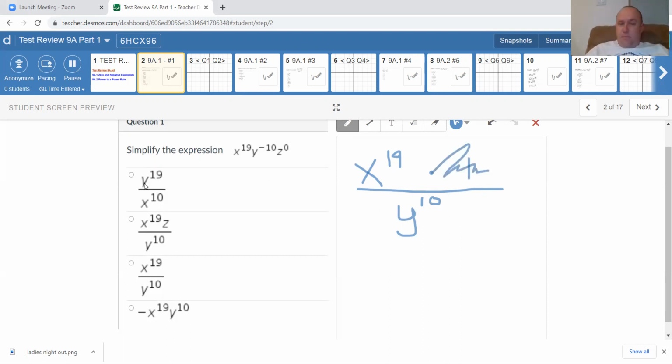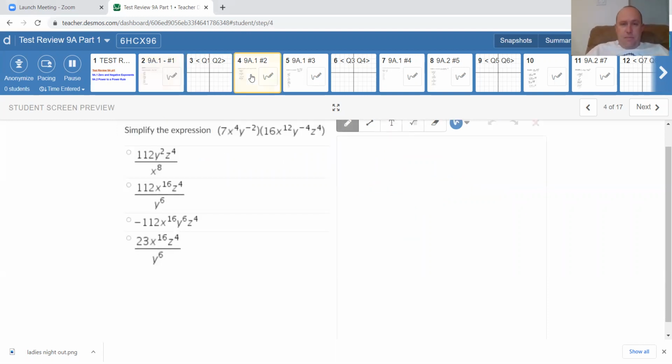So for my answer here, be careful. This says y to the 19, this says x to the 19. So make sure you're looking at variables carefully. X to the 19 and y to the 10. So on mine, it's the third answer. But when you come to do your question, it might be something different.